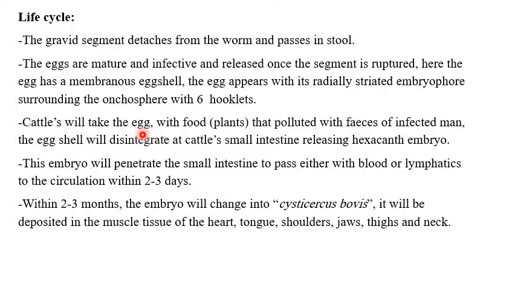Cattle take the eggs with the food, the plants, contaminated with feces of infected man. The eggshell will disintegrate in the small intestine, releasing a hexacanth embryo. This embryo will penetrate the small intestine to pass either with the blood or lymphatics to the circulation within 2 to 3 days. Within 2 to 3 months, the embryo will change into Cysticercus bovis. It will be deposited in the muscle tissue of the heart, tongue, shoulders, jaws, thighs, and neck.